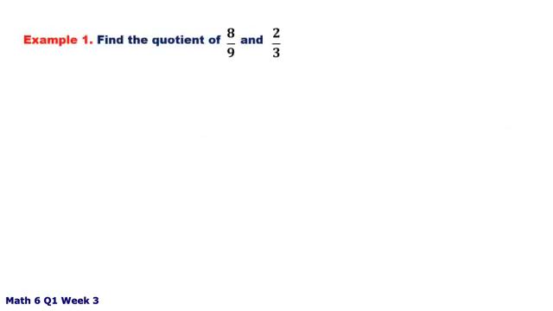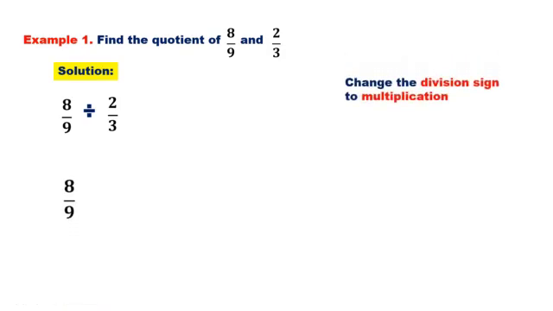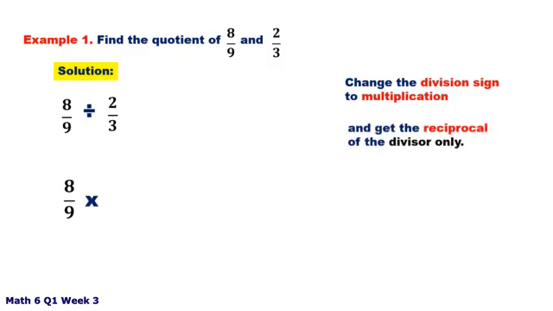Example 1. Find the quotient of 8 over 9 and 2/3. Solution. Quotient means division. Change the division sign to multiplication, and get the reciprocal of the divisor only. 3/2 is the reciprocal of 2/3.